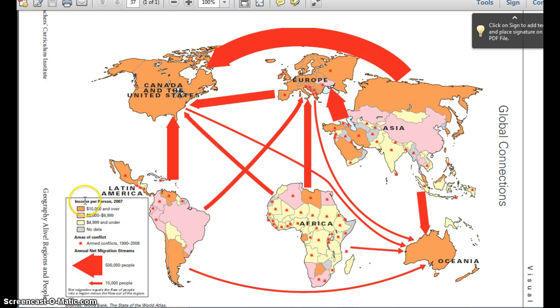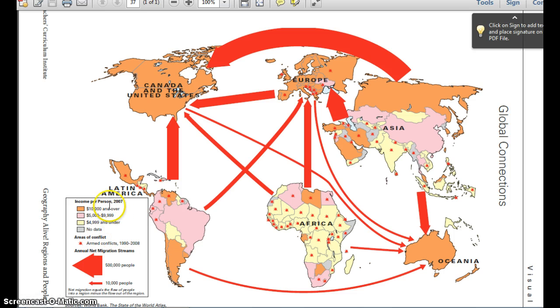We see that color represents income per person, so kind of like per capita GDP, this is per person. And we see that the developed countries or the wealthier countries are in orange, and some of these countries actually have no data in them. The next thing we're looking at is armed conflicts or areas of conflict. So this is where we're going to see kind of a political. This one would be economic factors. These are political factors or conflict.